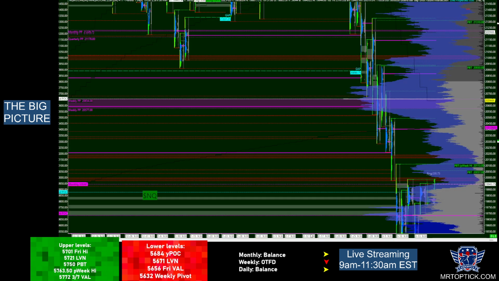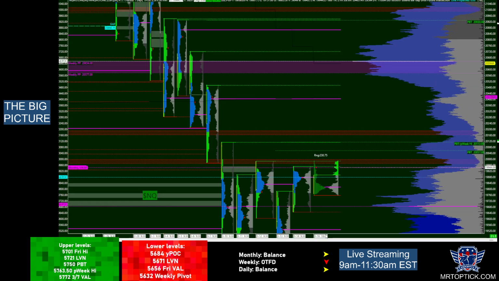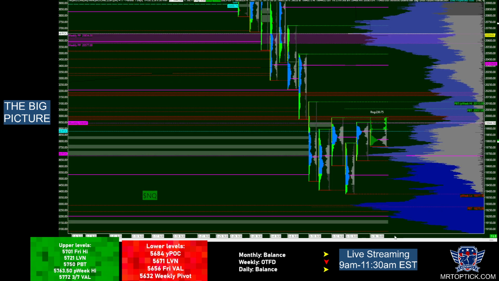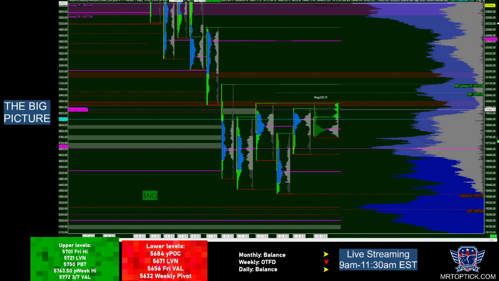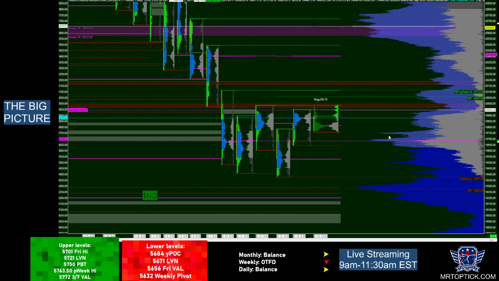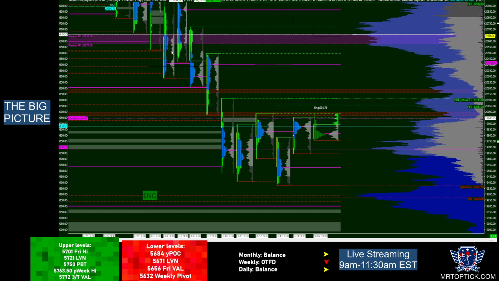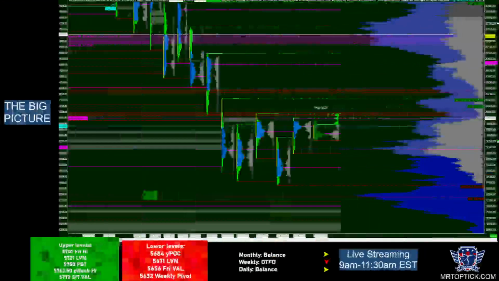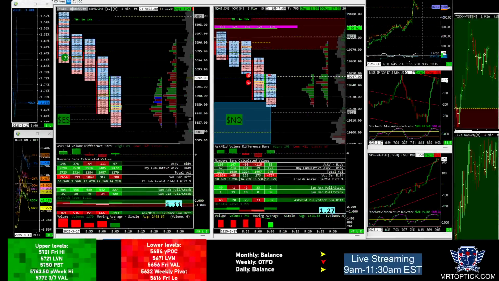NQ, I'm gonna post this because I don't have the levels on the chat. I'm gonna post this chart so we can see where the volume is with the rollover. Give me 1 second. NQ.